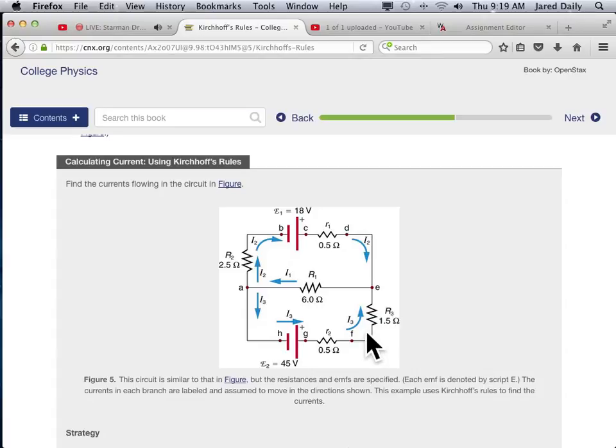Now, once you've chosen those currents, you have to stick with them through the whole problem. You have to assume that that's the direction until you're done. And when you've solved for the current, it actually tells you which way you're going. Otherwise, you'll confuse yourself.